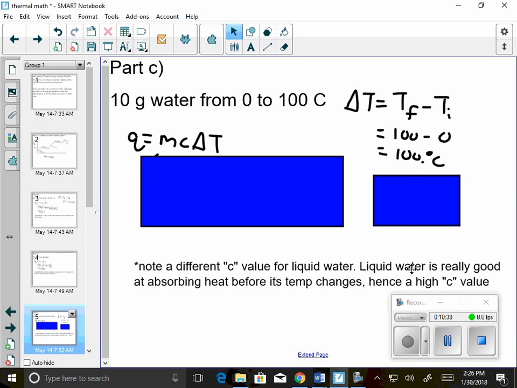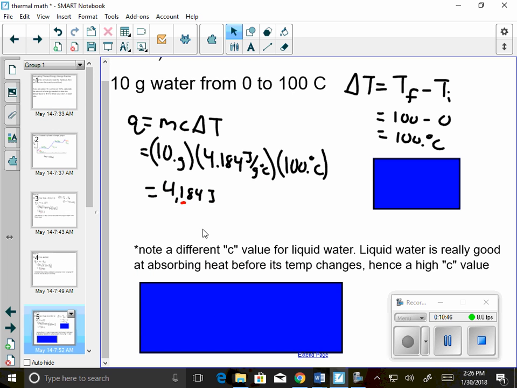Change in temperature is 100 degrees, final minus initial. Plugging that into delta T, my C value is 4.184 for liquid water. 100 degrees Celsius is my delta T. The mass is always 10 grams. I get 4,184 joules.